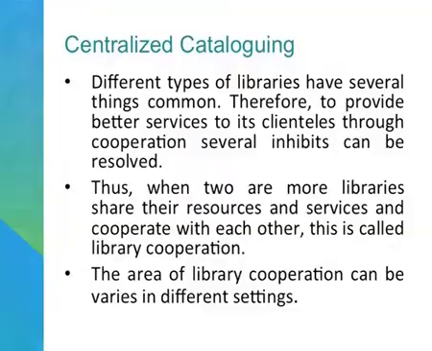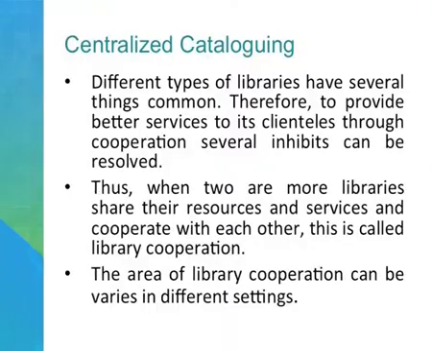Before we move on to discuss what centralized cataloging and centralized processing are, you need to understand that these are a part of library cooperation. Different types of libraries have several things in common. Therefore, to provide better services to their clientele through cooperation, several inhibitions can be resolved, because libraries face a lot of inhibitions in providing services to the clientele. For instance, the budget crunch and resources. Apart from that, improving the quality of services with limited staff is also one of the challenges a library faces.